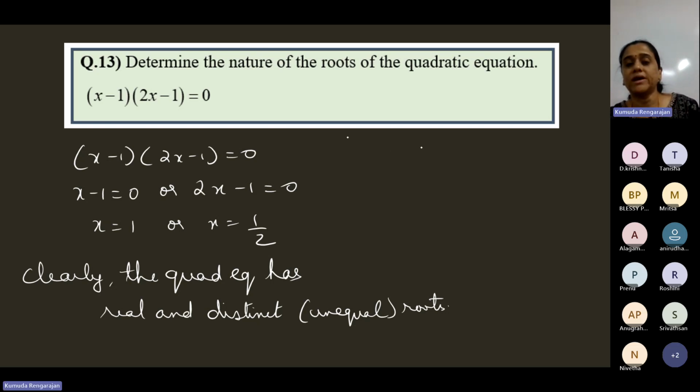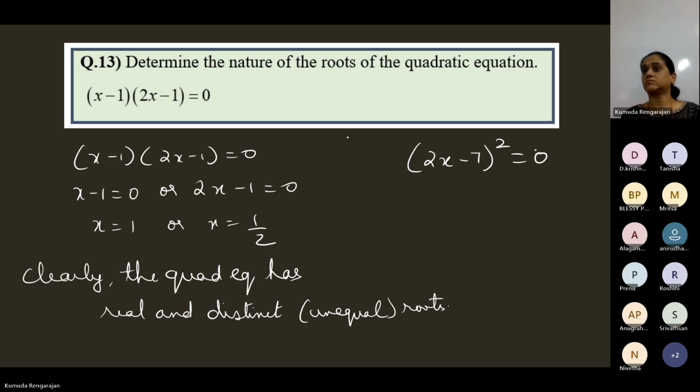Now tell me what kind of roots does this equation have? No, without working, just by looking at it. Why?